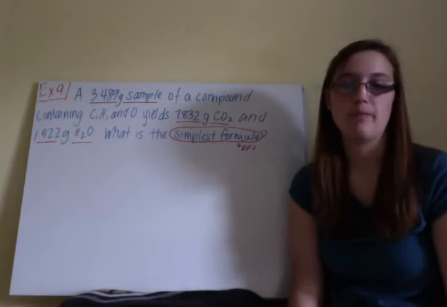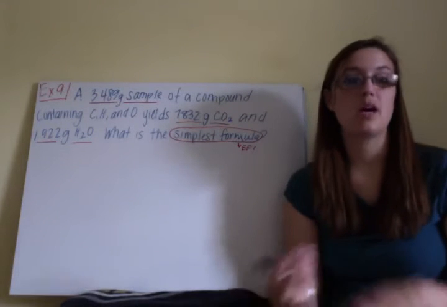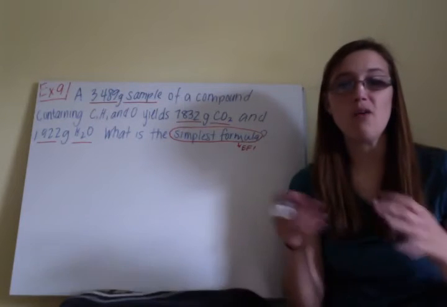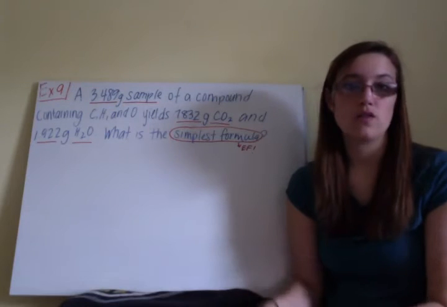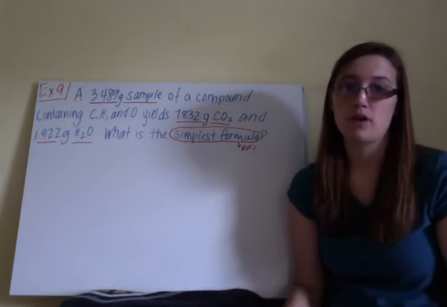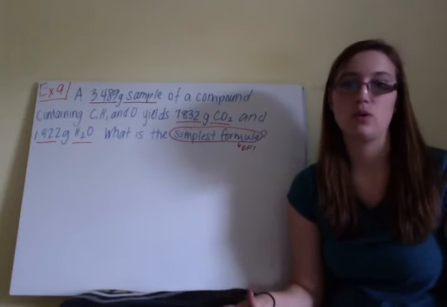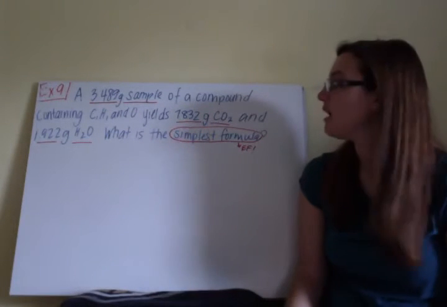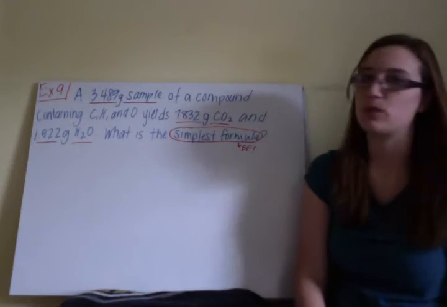So it's a hydrocarbon. Okay, when you have an unknown hydrocarbon, what you can do is combust it with oxygen to produce carbon dioxide and water. Now, all of the carbon dioxide is absorbed by the CO2 absorber, all of the hydrogen goes into the water, and that's absorbed by the water absorber. So this 3.489 gram sample gets combusted, and it yields 7.832 grams of CO2 and 1.922 grams of H2O. What is the simplest formula?